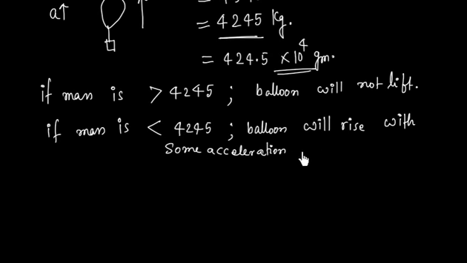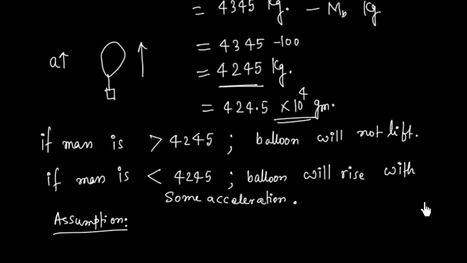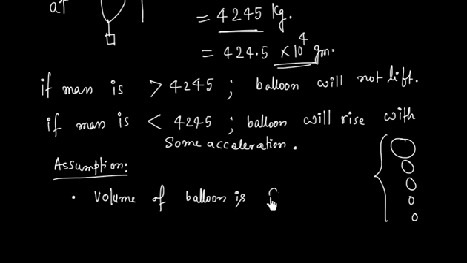In solving this problem, we have made two assumptions. The first assumption is that the volume of balloon remains constant, that is, volume is not changing. What will happen as you go up in the air? Volume keeps increasing. So the volume of balloon will increase, but we are assuming the volume of balloon is constant. We are also assuming the temperature in the air remains constant.